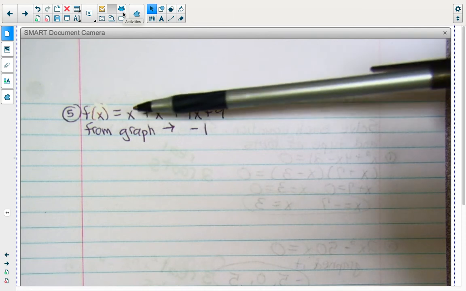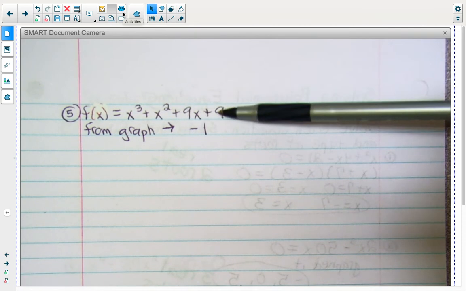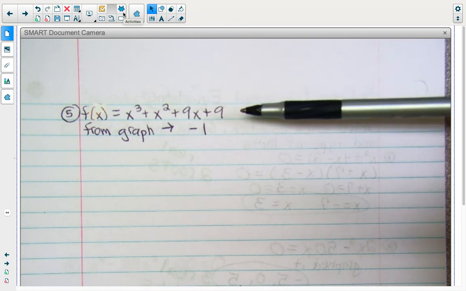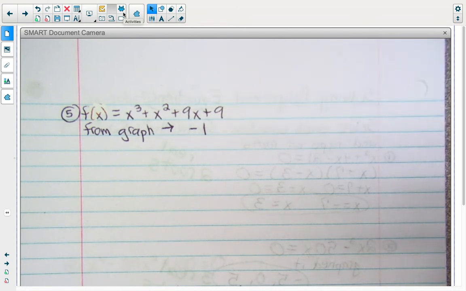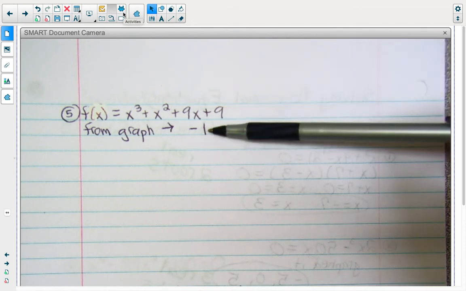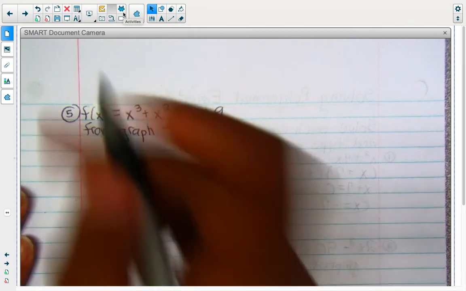Now, I cannot factor this. They don't have like terms. I can't group anything together. So I cannot factor this, so that's why factoring is off the table. I can't solve it regularly, I can't do the square root. So we're going to use synthetic division. Since this is what I got from the graph, this is going to go in the box. So -1 is going to go in the box.